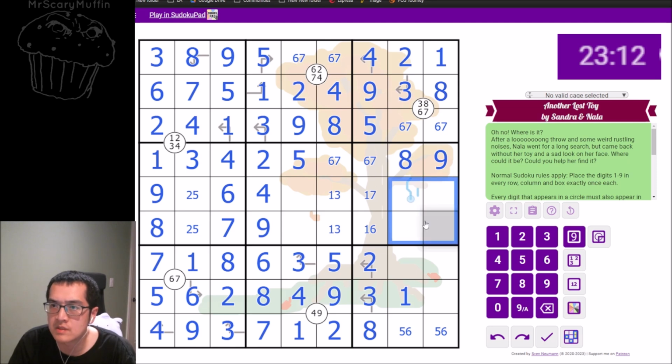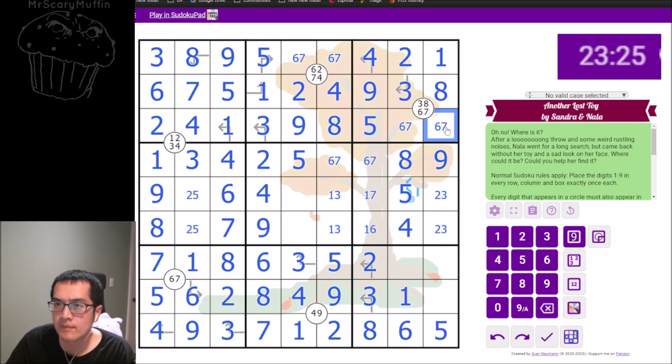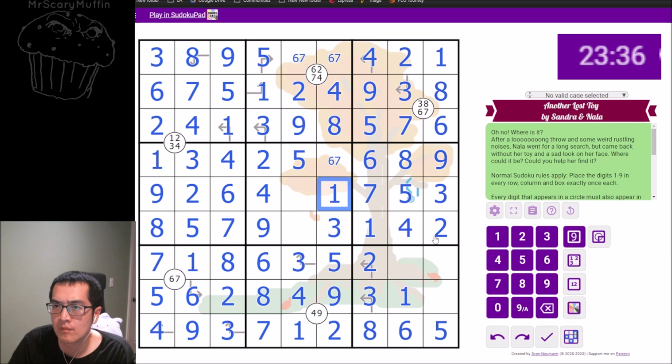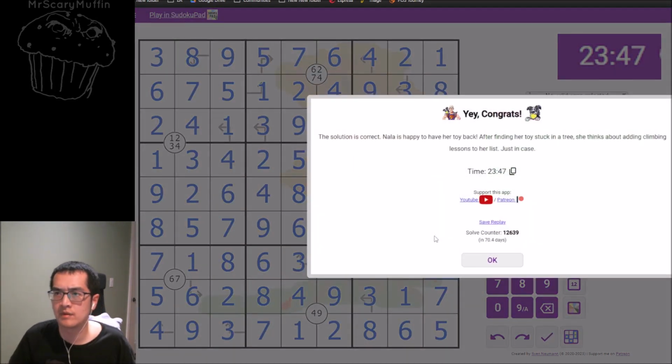What are we missing here? We're missing 2, 3, 4, and 5. Not 4, not 2, 3, 5, 4, 2, 3. Seven. Woo! Got our toy back.